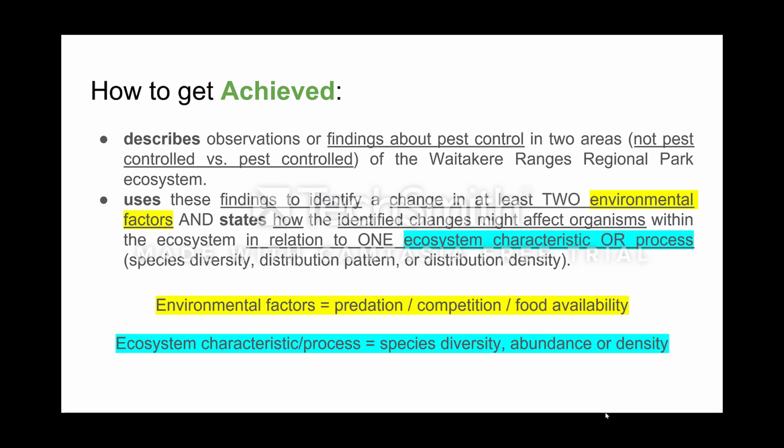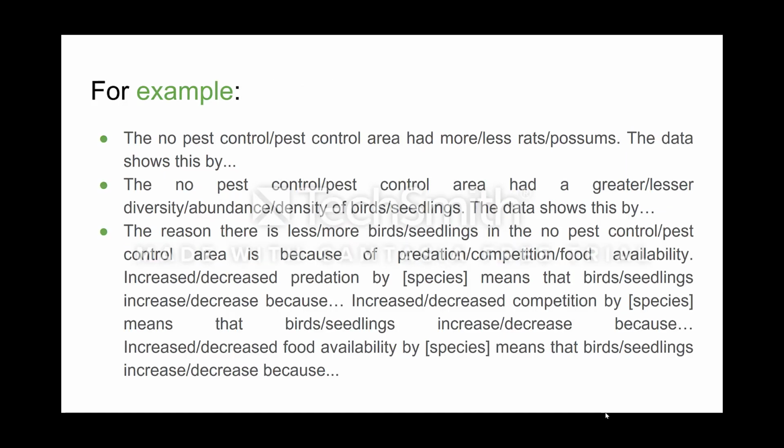It's not as simple as just describing it in the way that I have there. You've got to link that to your data. That's how you get your achieved. Now, let's give it a little bit more detail. So, for example, in a no pest control area, we're going to find ourselves with far more of those invasive species, things like rats and possums. And the data will show that to you.